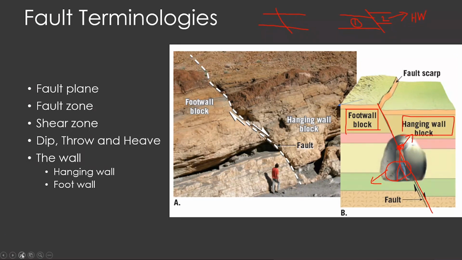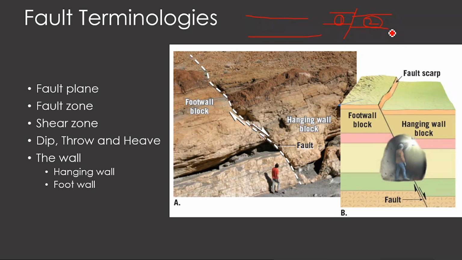Now there is another condition, the same kind of rock layer, and this rock has moved. This is block number 1, and this is block number 2. Which one is the hanging wall and which one is the footwall? Obviously, hope your answer is that 2 is the footwall and 1 is the hanging wall.